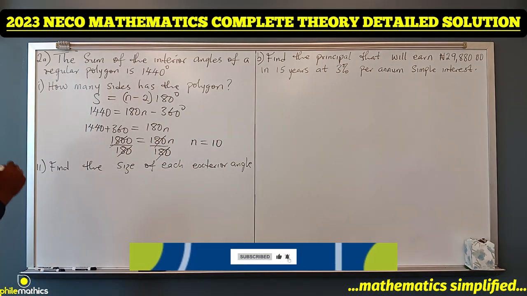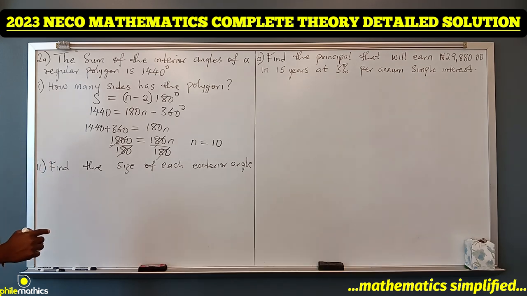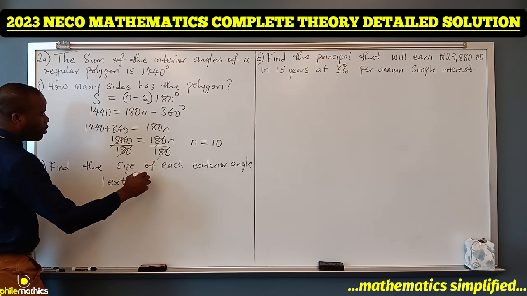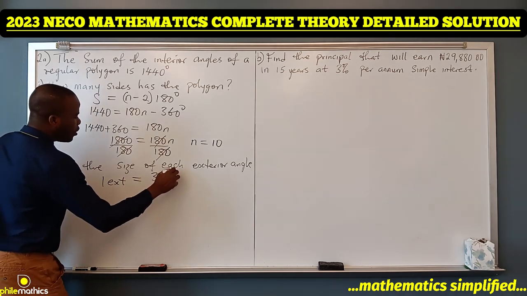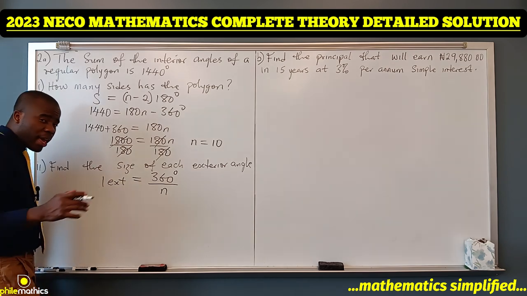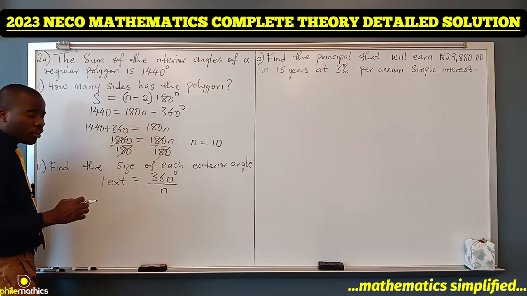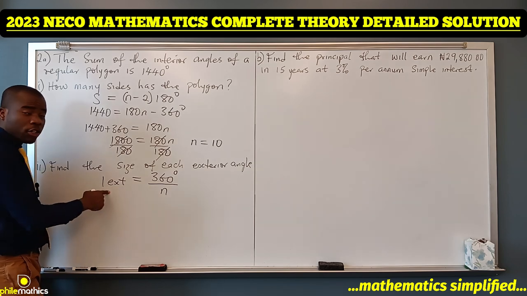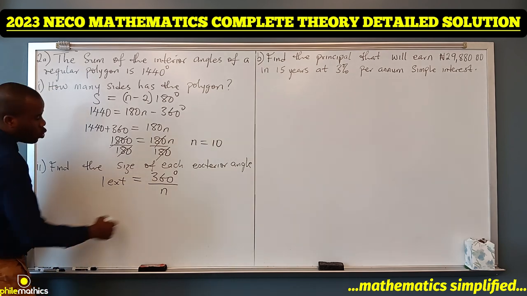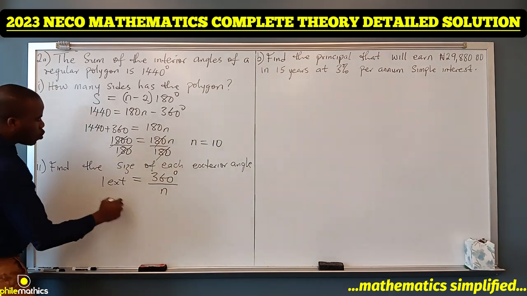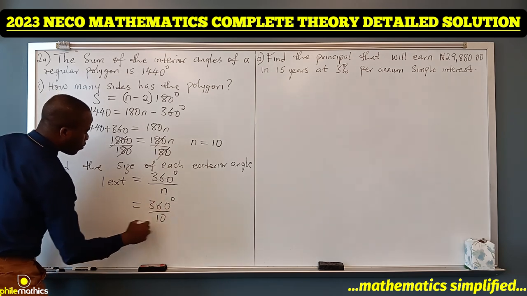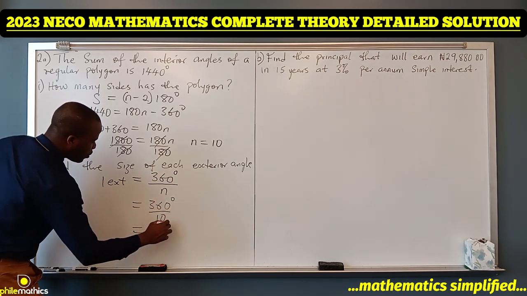The second problem says, find the size of each exterior angle. You recall that one exterior angle is 360 degrees over the number of sides, because the sum of the exterior angles of a regular polygon is 360 degrees. So we have gotten the number of sides as 10. So one exterior angle will be 360 degrees over 10, which is 36 degrees.